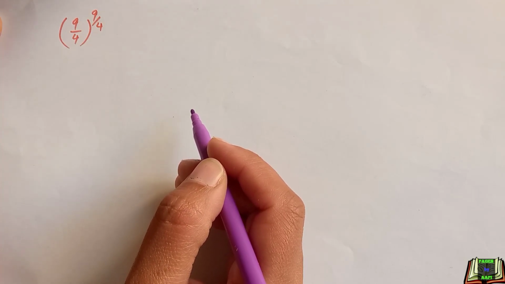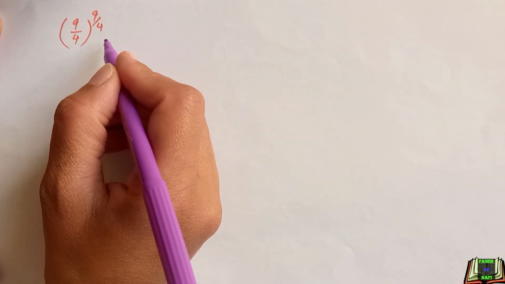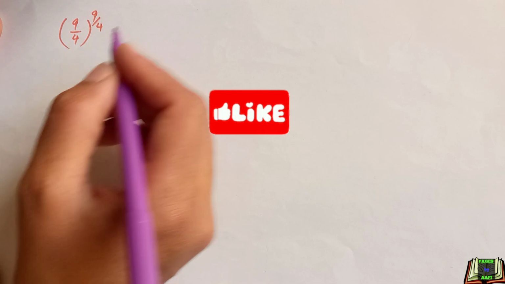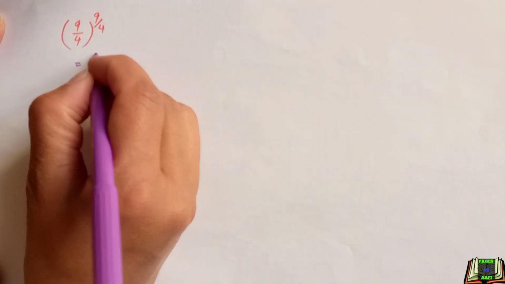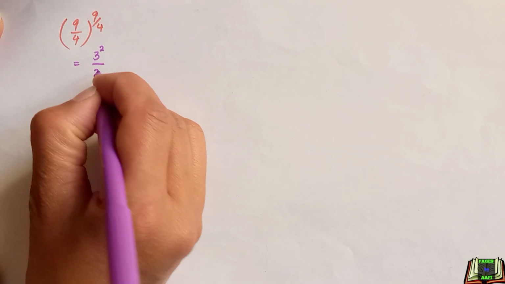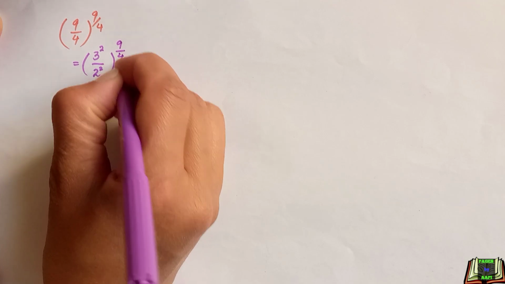We have to find the value of this power number (9/4)^(9/4). So let's get started and find its solution. 9 can be written as 3 times 3 or 3 squared, divided by 4 as 2 times 2 or 2 squared, whole to the power 9 divided by 4.